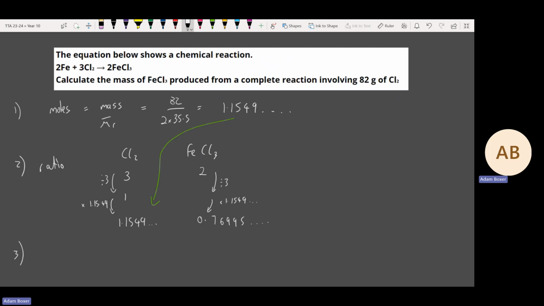So pause your video and do that now. Okay, so hopefully you've done mass equals moles times Mr, which in this case is going to be 0.76995 multiplied by the Mr of FeCl3, which is going to be Fe is 56 plus 3 lots of 35.5. And that should give me an answer of about 125.11 or 12 grams. Hopefully that's what you got on that step as well.